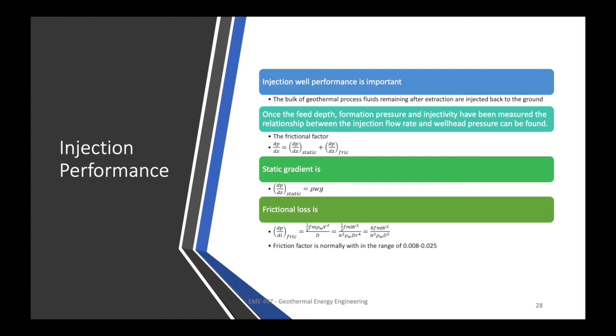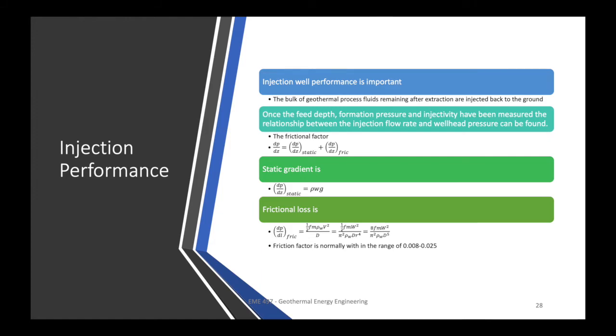Injection performance. Injection well performance is an important metric. The bulk of geothermal process fluids that remain after extraction are injected back into the ground. Once the feed depth, formation pressure, and injectivity have been measured, the relationship between the injection flow rate and the wellhead pressure can be found.